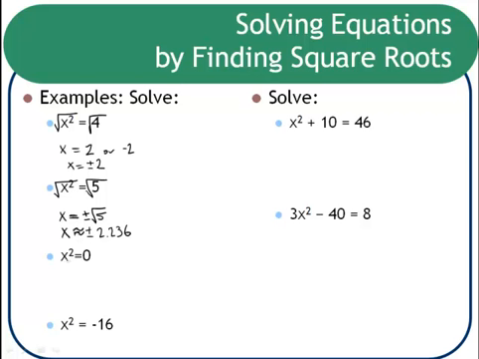For this one, x squared equals 0. The only way that can be is if x is 0. So when you take the square root of both sides, you get 0.